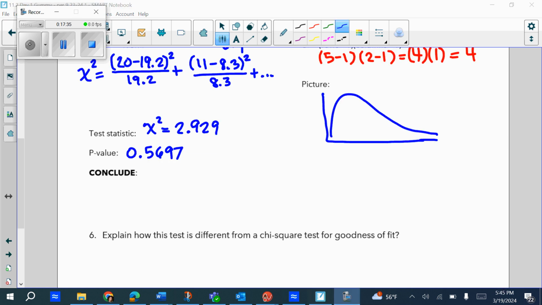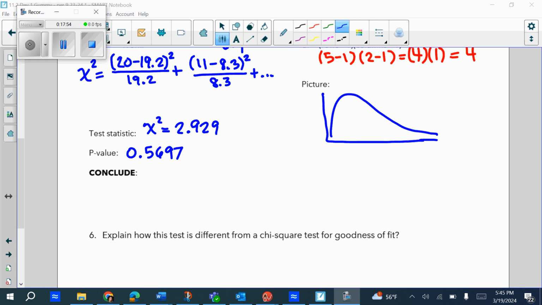So now that we've done this calculation, we have our test statistic that we can provide. The chi-squared is 2.929, and our p-value is 0.5697. And then we do need to write those and state them in our do step.